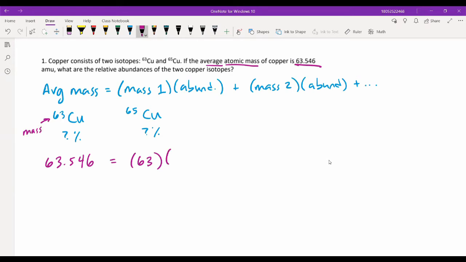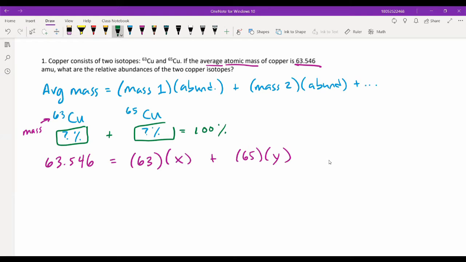And then if I don't know the abundance, let's just call it X, right? So then we have the second isotope, which is copper 65. The mass is 65. I don't know the abundance of that. Let's call it Y. So now we have two unknowns, which we need another equation to be able to solve, since we only have one equation with these two unknowns right now. And the way you want to do this is remember that these two abundances, in percentage form at least, have to add up to what? Well, if there's only two, they have to add up to 100%.